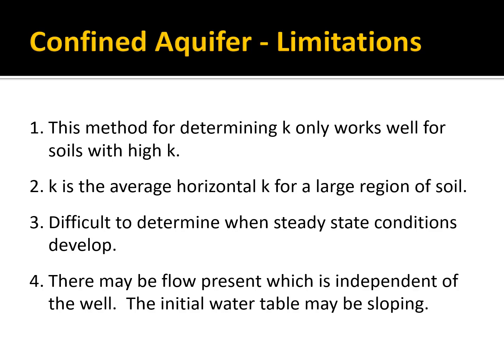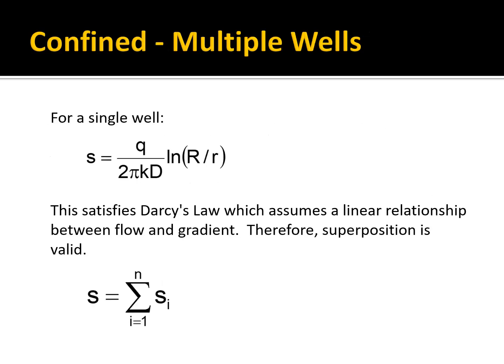Now, some limitations for this. It's most accurate when you have soils with a high value of hydraulic conductivity, which, if it's an aquifer, we typically do. You have to remember that K is the average horizontal K for a large region of soil. It's difficult to determine when steady state conditions develop. It might take some patience. And of course, there may be flow present which is independent of the well. The water table may be sloping, etc. Remember the assumptions we made to begin with. But nevertheless, it's still a very handy, very convenient set of equations to use for confined aquifers.